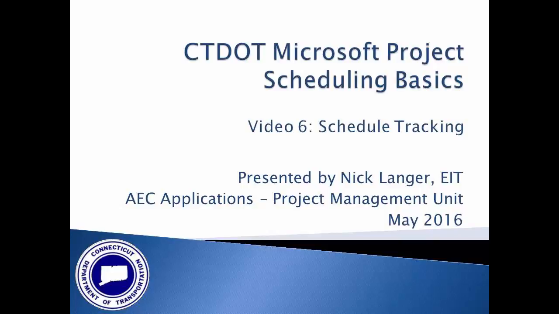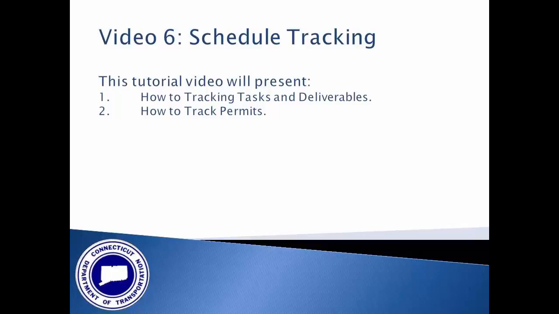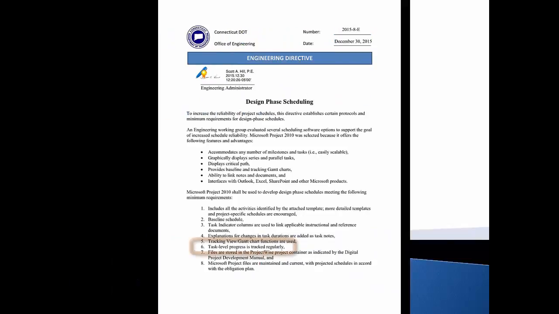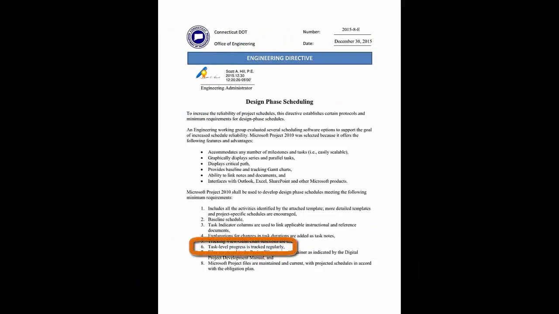This is tutorial video number 6, and it's on schedule tracking. This tutorial video will present 1. How to track tasks and deliverables, and 2. How to track permits. Directive requirement number 6 states that task level progress is tracked regularly.